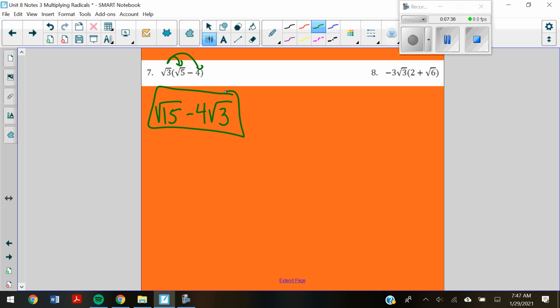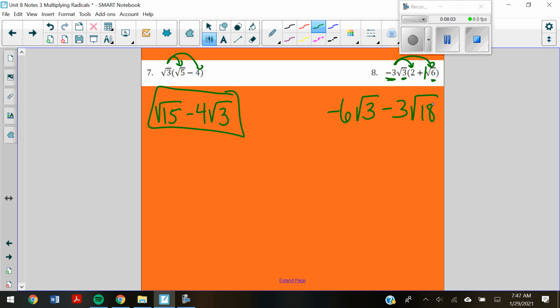All right, number 8, we're going to distribute in. 2 is not underneath the radical, so it's going to be multiplied by this negative 3. So we get negative 6, square root of 3. Now we're going to distribute in. Negative 3 doesn't, it just has a 1 in front of the square root of 6, so we're going to just do this, negative 3. And then we're going to multiply our 3 and our 6 to get ourselves 18.